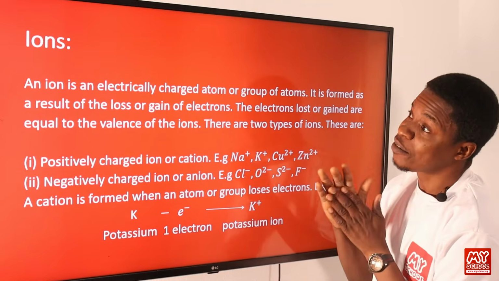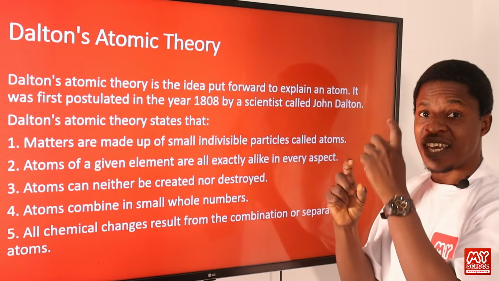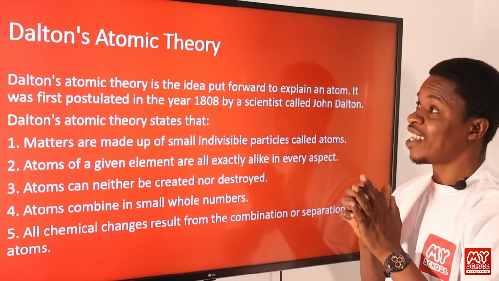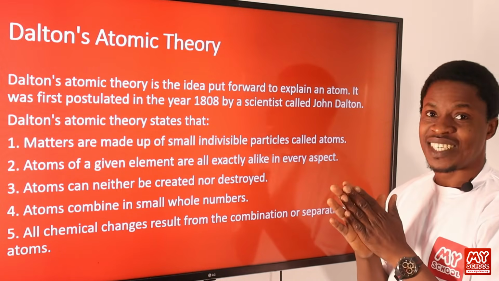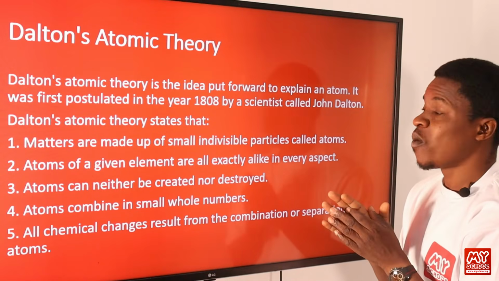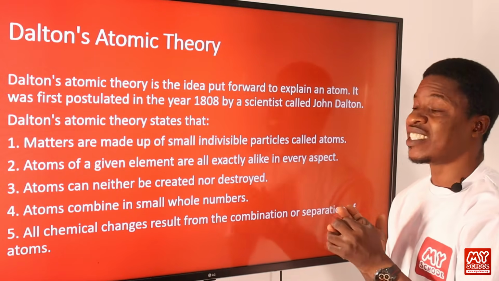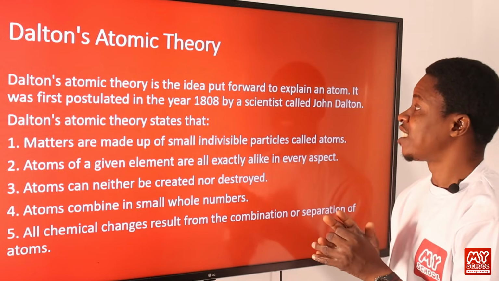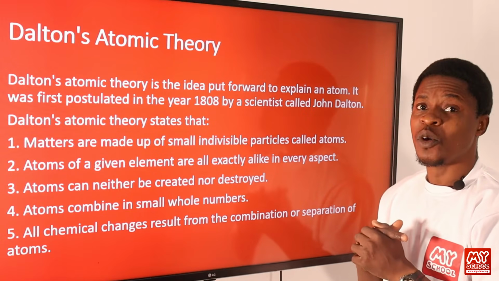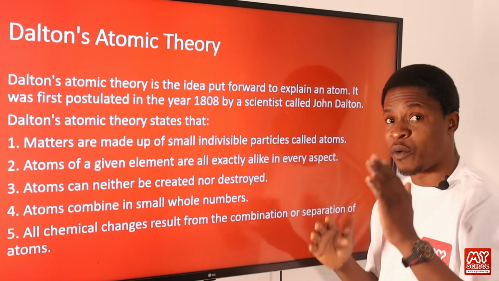Let's move on to the next slide now. Now I want to look at the works of some scientists on atomic structure, the structure of an atom. The first we'll be looking at is Dalton's atomic theory. What does it say? Dalton's atomic theory is the idea put forward to explain what an atom is. It was first postulated in the year 1808 by a scientist called John Dalton, and he came up with some theory, about 5 points. We are going to look at them.